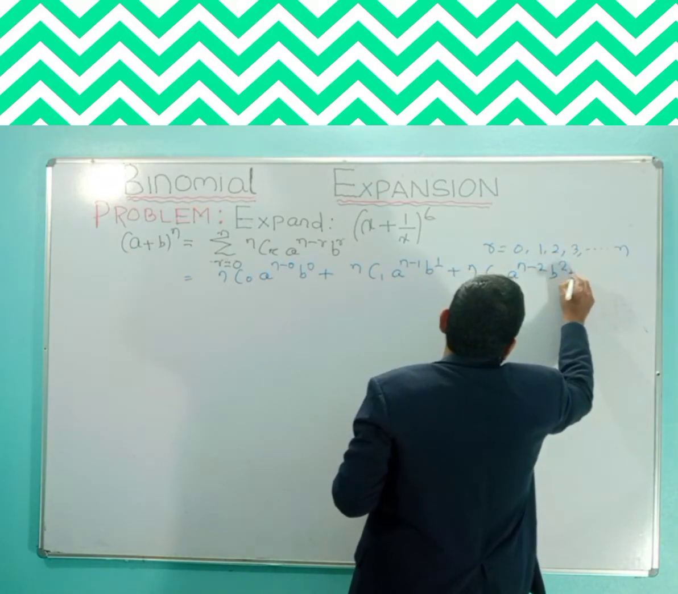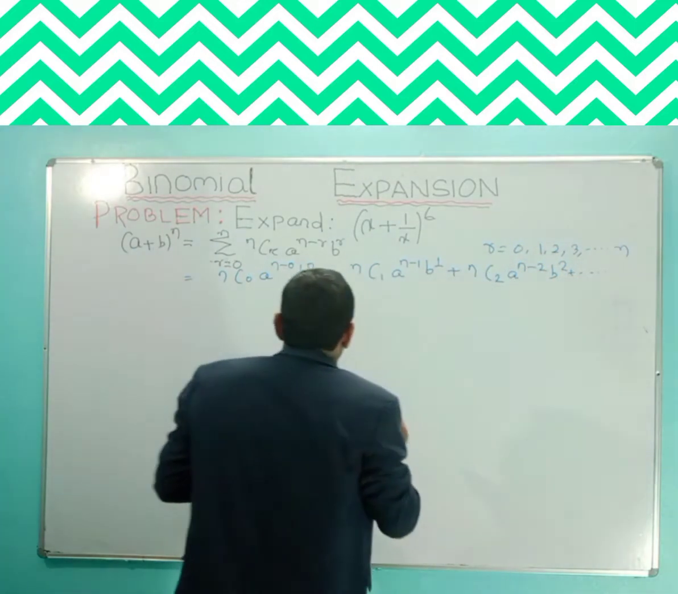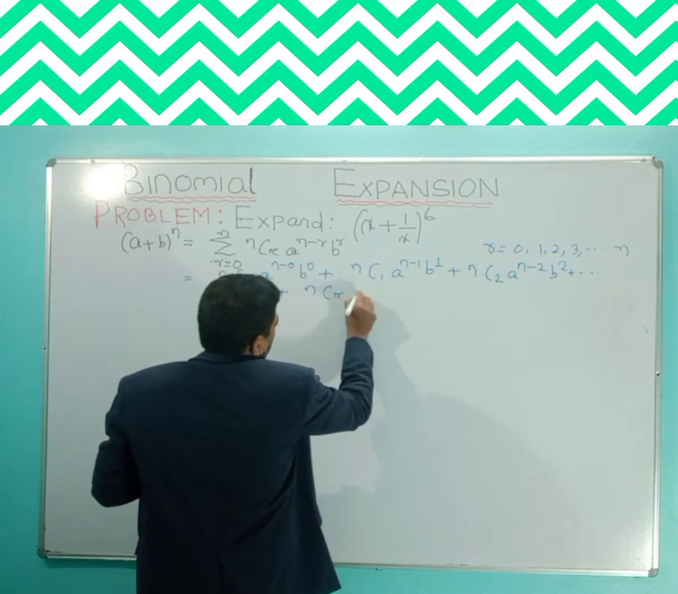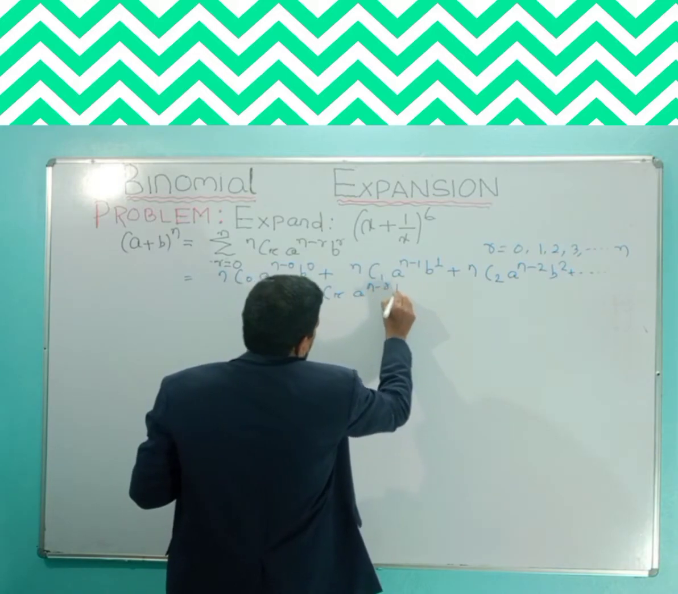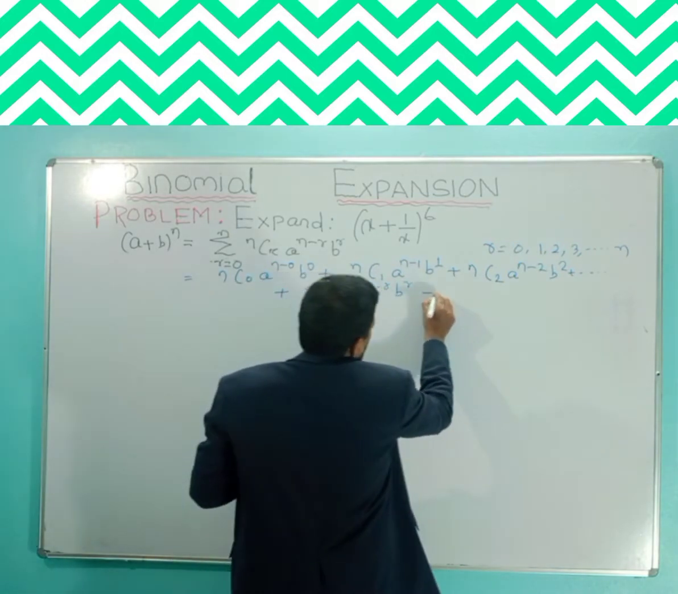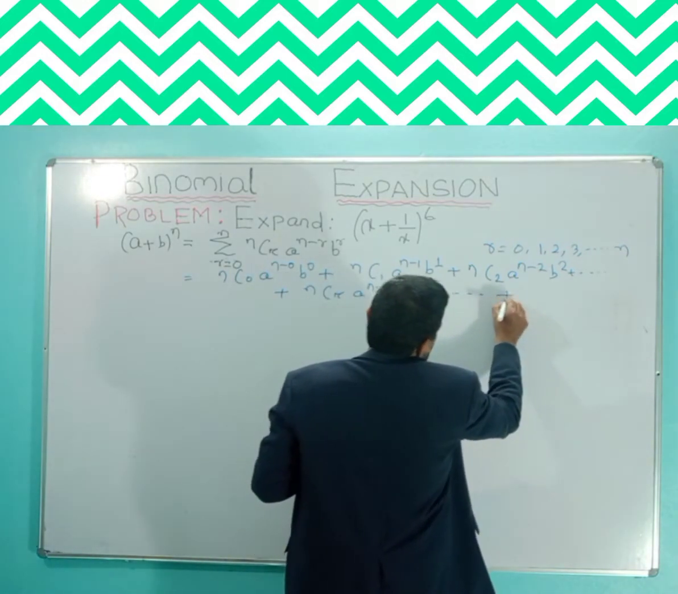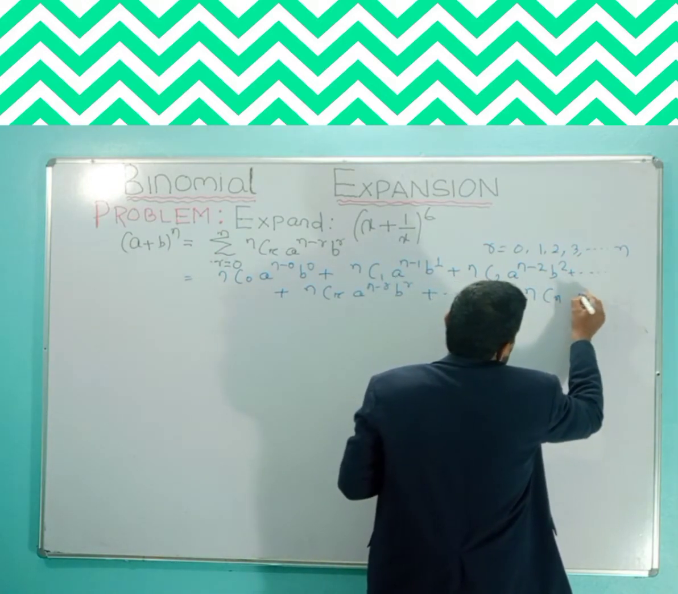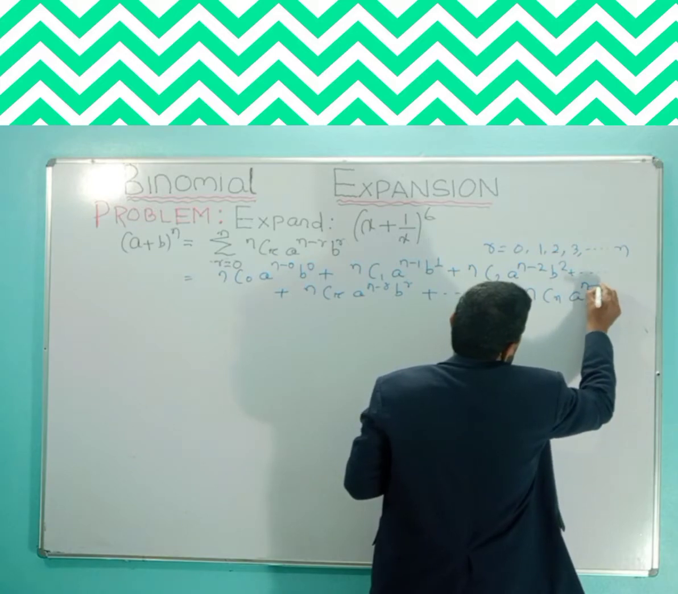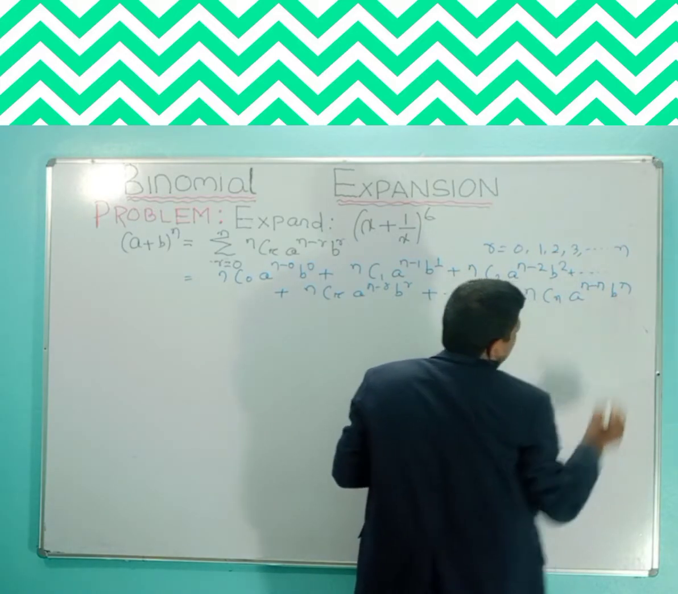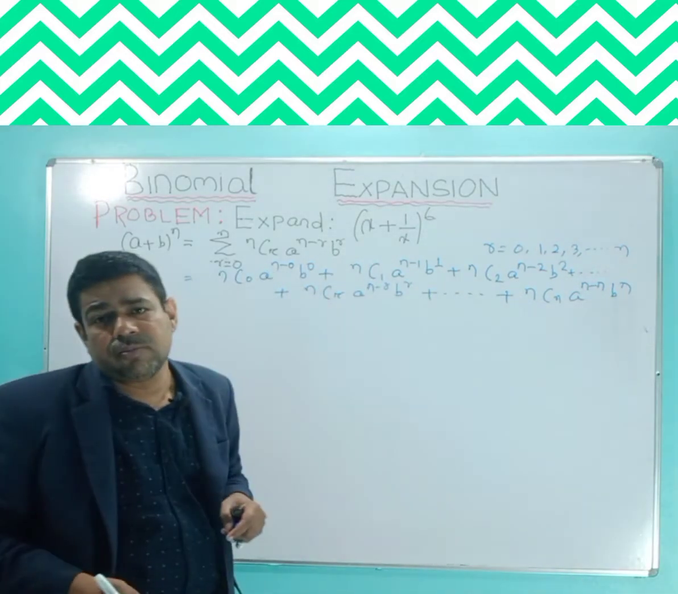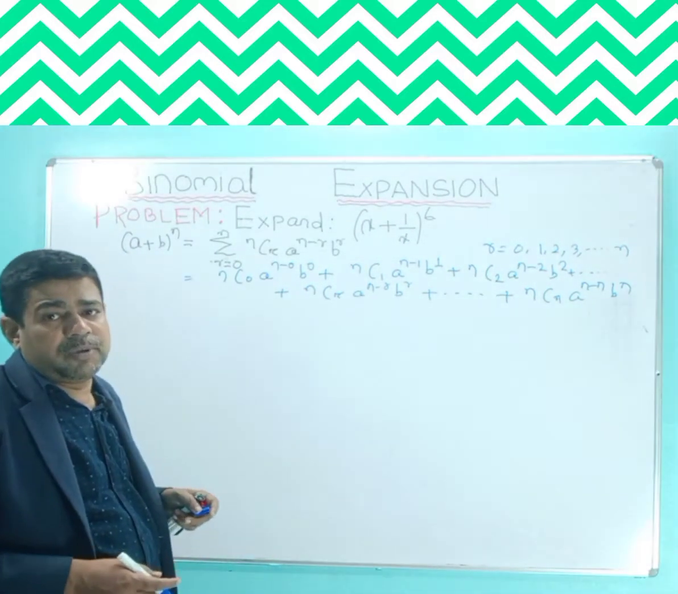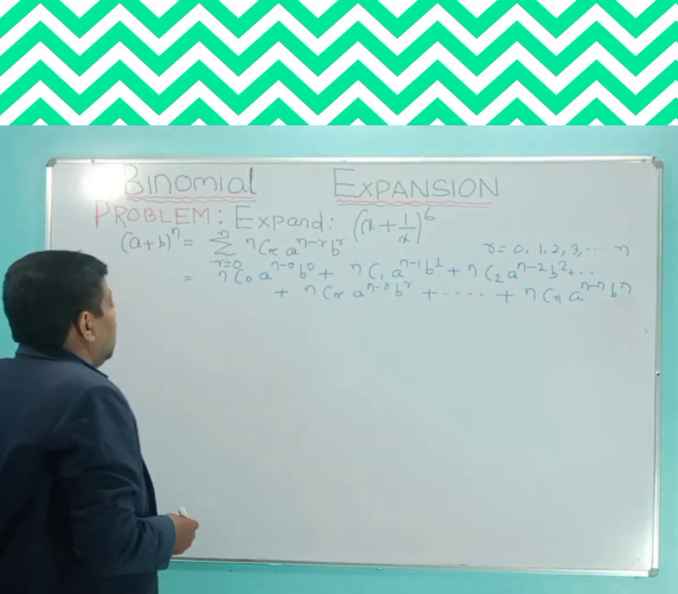In the similar manner, if you proceed, nCr a to the power n minus r b to the power r, and then the last term is nCn a to the power n minus n b to the power n. This is the expanded form of the binomial theorem, and it is already derived and proved. All of you know, you have already practiced this. And here is the problem.